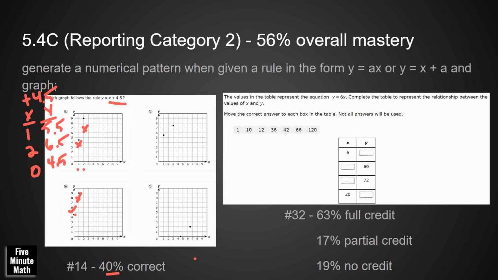C, I've got my 1, 5.5. That's good. I've got a 3. Plus 4.5 is going to make 7.5. Okay, so we're good with C.